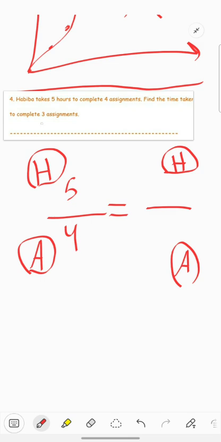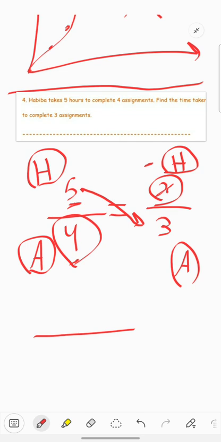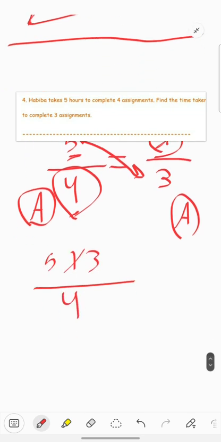So Habiba takes 5 hours to complete 4 assignments. This is the first ratio or the first fraction. Find the time. We need to find the time taken to complete, sorry, 3 assignments. So the assignment is the denominator, see? So we need to write the 3 in the denominator. Okay, and you can call it x. It's unknown, and how do we find x? 3 times 5, cross, divided by 4. You can use the calculator. 5 times 3 divided by 4, and the answer is a decimal.